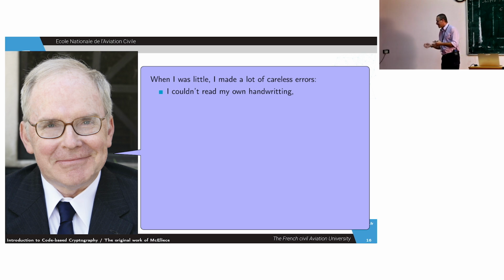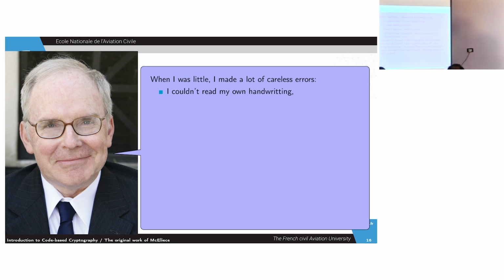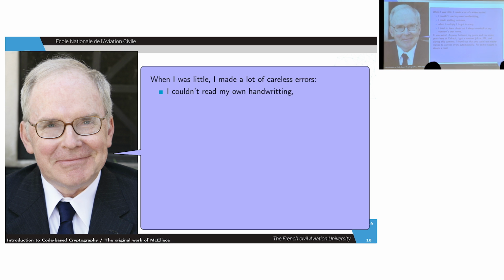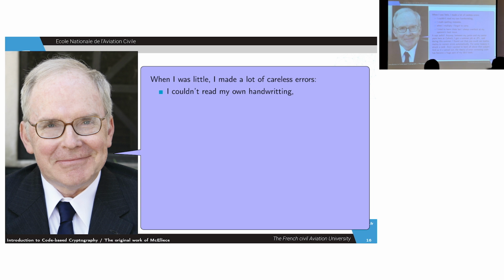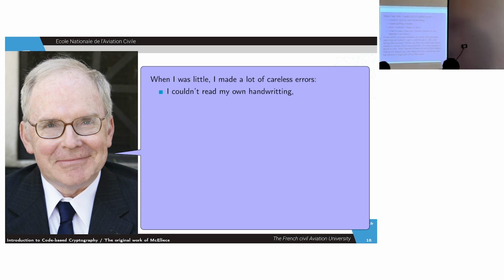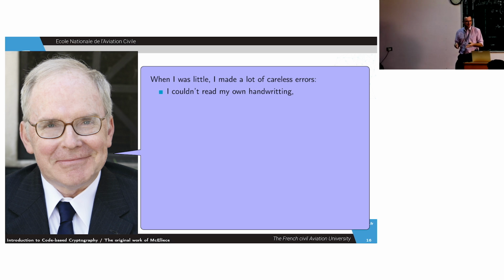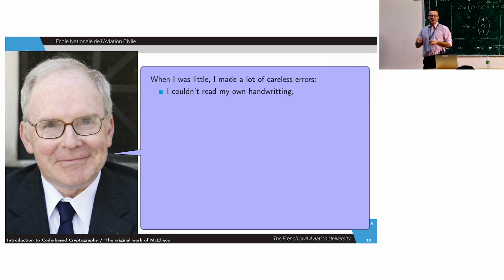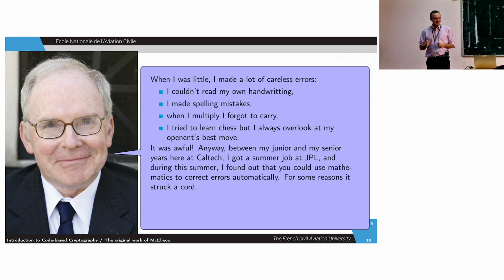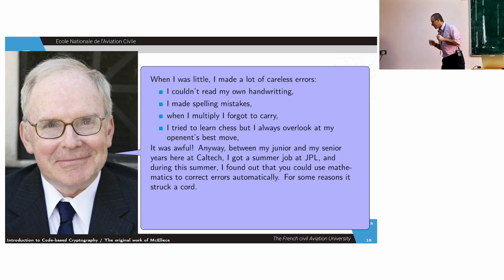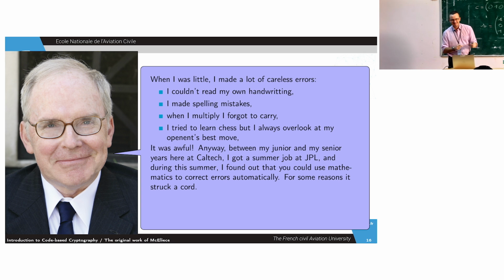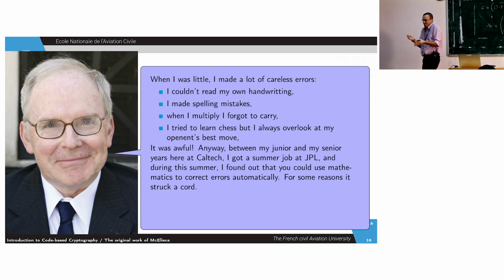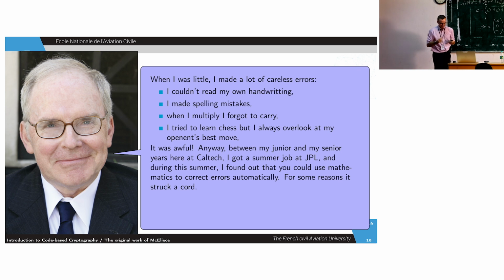Anyway, between my junior and my senior year at Caltech, I got a summer job at JPL. And during that summer, I found out that I could use mathematics to correct errors automatically. For some reason, it struck a chord. I wanted to learn all about the subject, and it turned out that the theory of error correcting codes has become a huge part of my life's work. I love it. I still make a lot of errors, but now I'm getting paid for correcting them. And I like to think that we share this. We have this in common. So yeah, anyway.